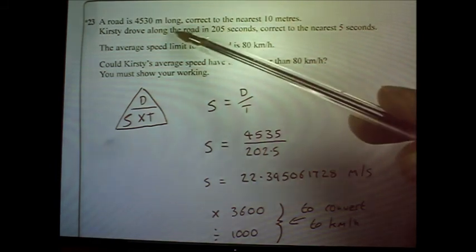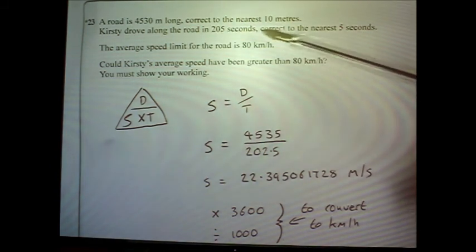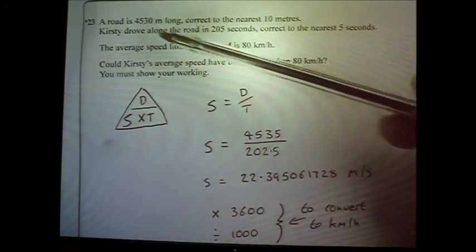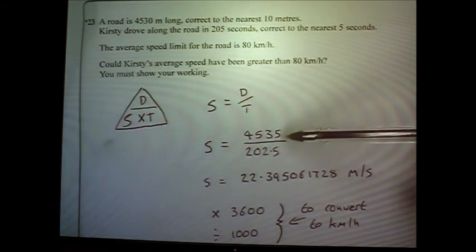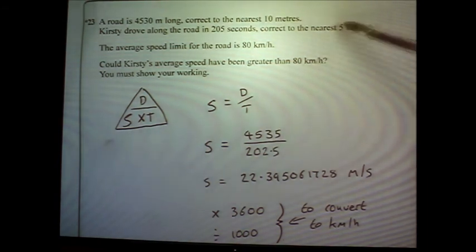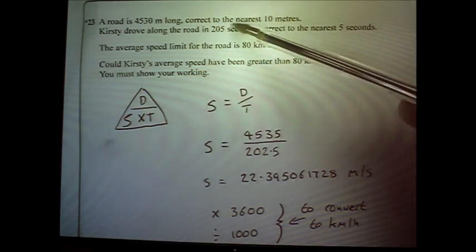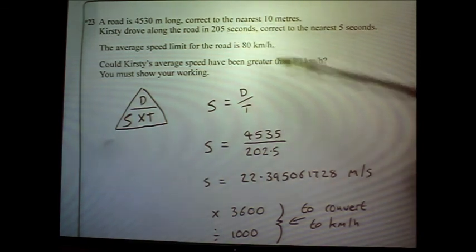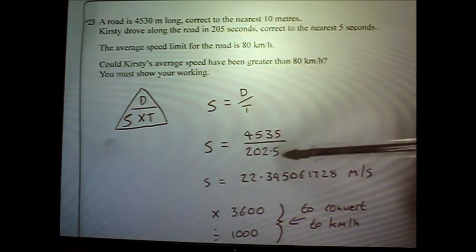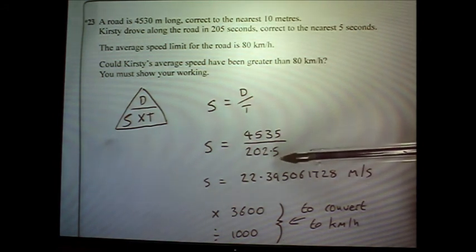So what is 4,530 to the nearest 10 metres? Well, it could go up to 4,535. It's up to that, it's not including that, but we can still use that in this sum. And we want the bottom one to be as low as possible. So the smallest this can be to the nearest 5 seconds is 202.5 seconds, because from there to the nearest 5 seconds it will round up.